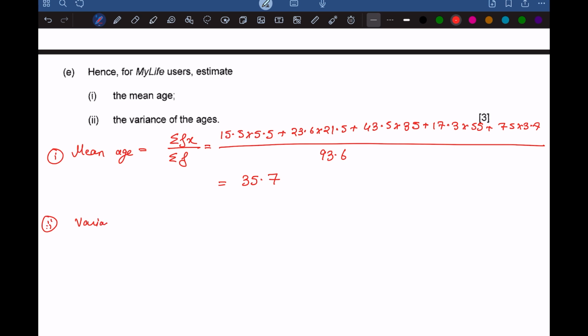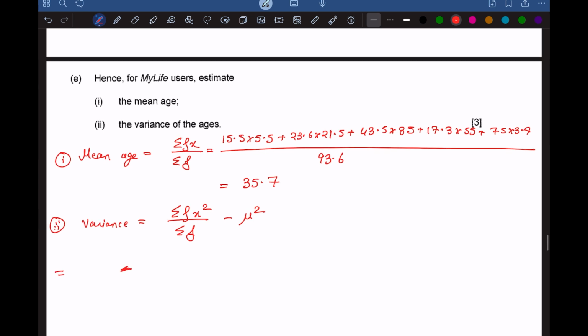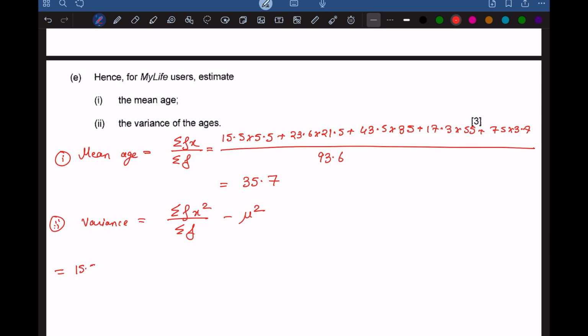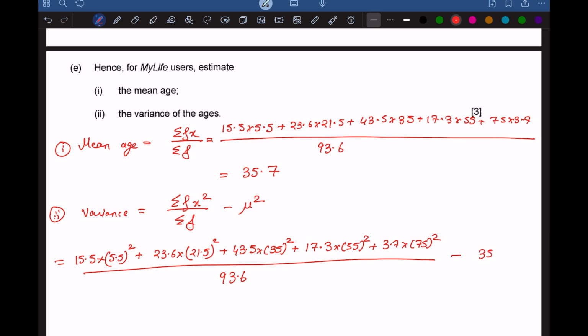The second thing is we have to find the variance. Variance is summation of fx squared divided by summation f, minus mu squared. Now to solve this, (55 squared), then 3.7 times 75 squared, divided by 93.6, minus 35.7 whole squared. This should give you 197.8. So this is how you'll find the mean and variance of the ages.